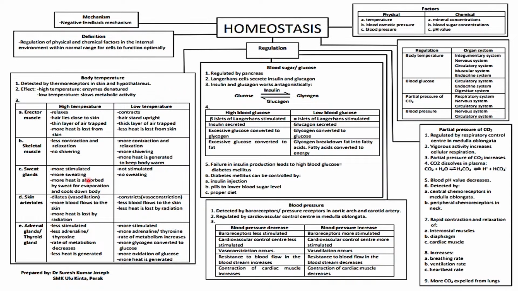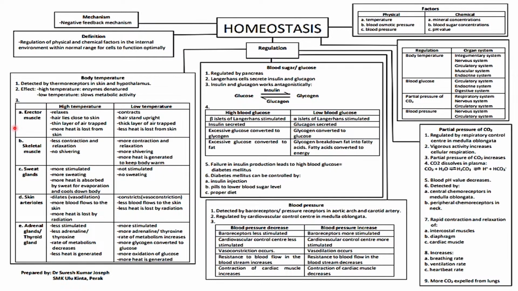Alright, so now I have already given you a table here. If you notice carefully, this table shows high temperature and low temperature. Now you just have to understand only one regulation, either high or low, because they are actually in the opposite ways of regulating it. Okay, let's look at the first one. I'm going to focus on low temperature. So we're going to focus on the erector muscle, skeletal muscle, sweat glands, skin arterioles, as well as our thyroid and adrenal gland.